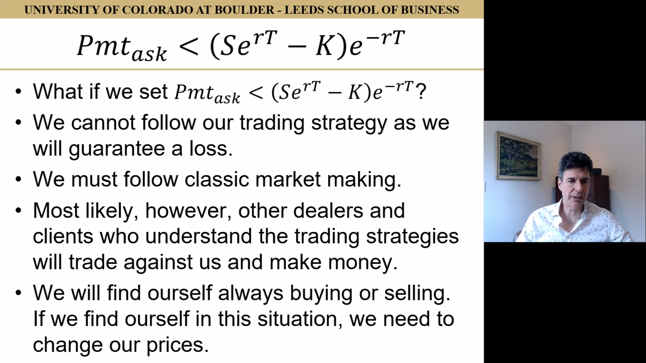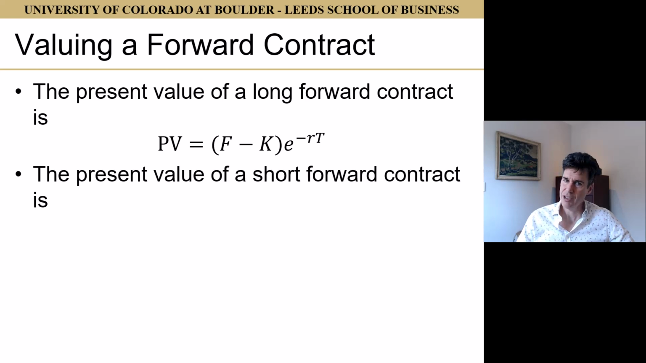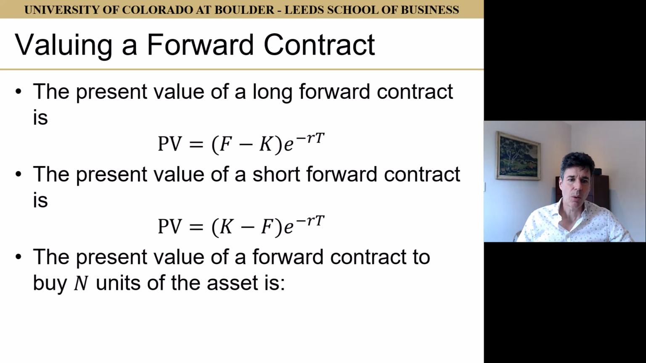Now, to summarize, the present value of being long a forward contract is F minus K, e to the minus RT. Short a forward contract, K minus F, e to the minus RT. Or the present value of a forward contract to buy N units, where N is positive if we're buying and negative if we're selling, is N times F minus K, e to the minus RT. So those are the formulas we need to know.